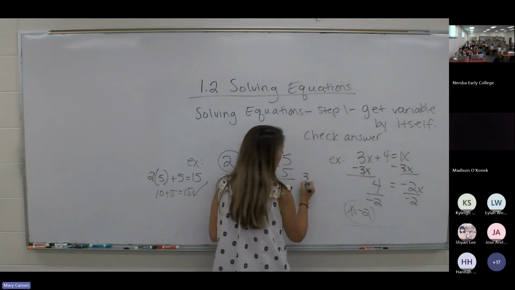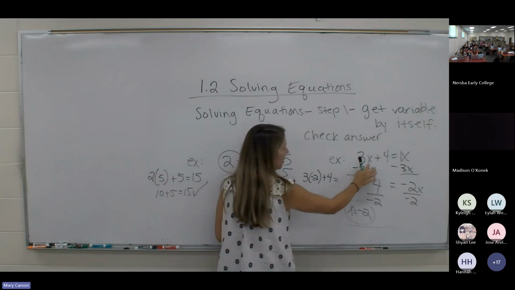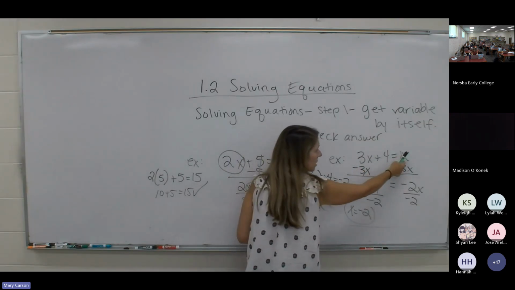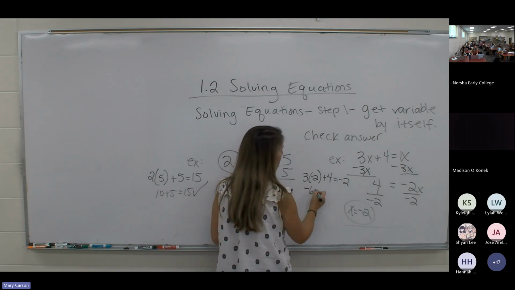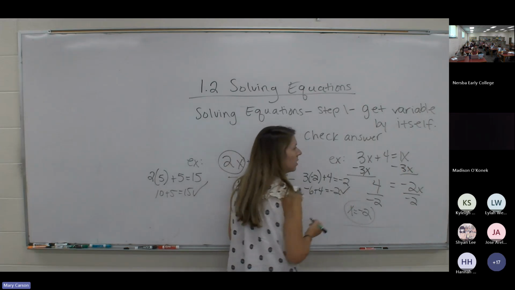So if I did that, I would do 3 times negative 2 plus 4. So I'm plugging the negative 2 where the x is. Is that equal to negative 2? Okay, because that's where the x is, right? 1 times negative 2 is negative 2. So 3 times negative 2 gives you negative 6 plus 4, is that equal to negative 2? Yes, it is. So I know I did it correctly.